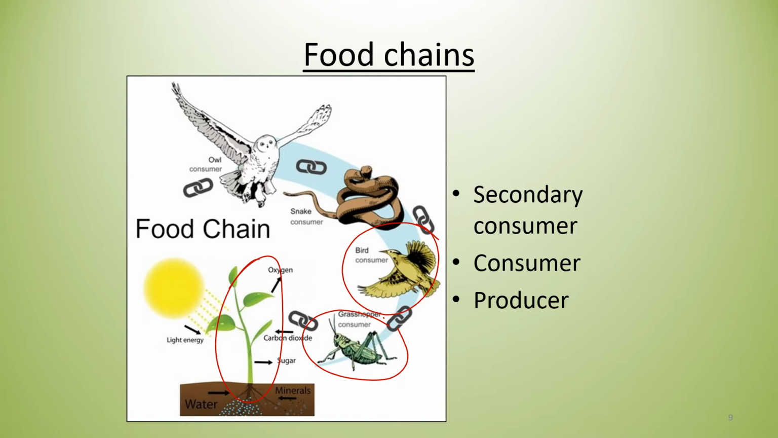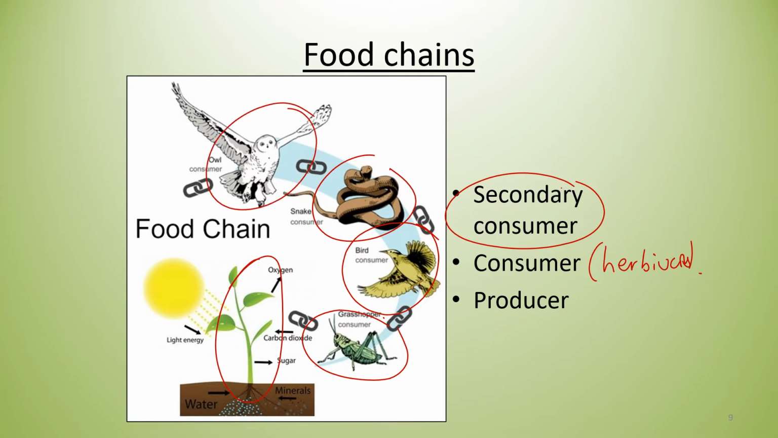Now, consumers, in this case the grasshopper, are always going to be herbivores, where they only eat plants. But a secondary consumer can be both a herbivore and an omnivore, which will eat grass and meat. You would then, in this instance, have a snake, which is a tertiary consumer, and the owl, which could be classed as a quaternary consumer.